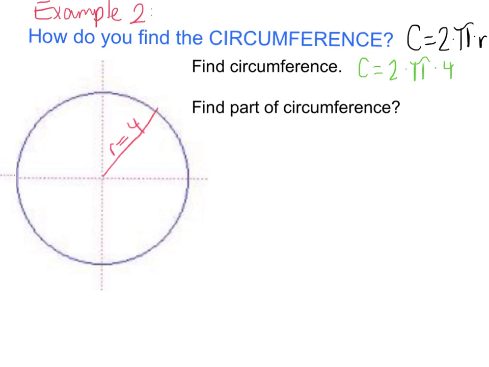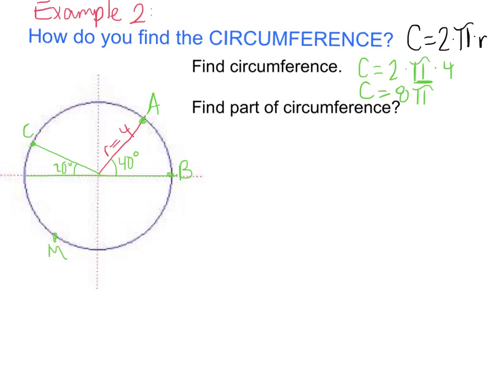Now the nice thing here is we're always going to leave everything in terms of pi. So the only thing you're going to multiply is 2 times 4, which is 8. So we're going to say the circumference is 8 pi. But now I'm going to ask a more important question. If you can find the whole circumference, then you should be able to find part of the circumference because it's going to be some value less than 8 pi. So how do we do that? So let me move this out of the way.